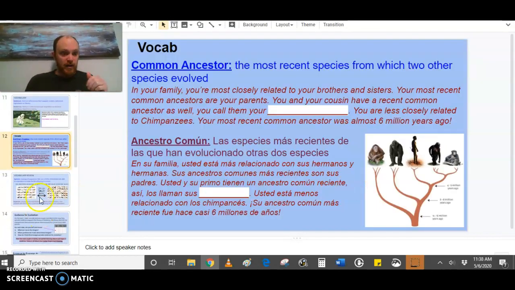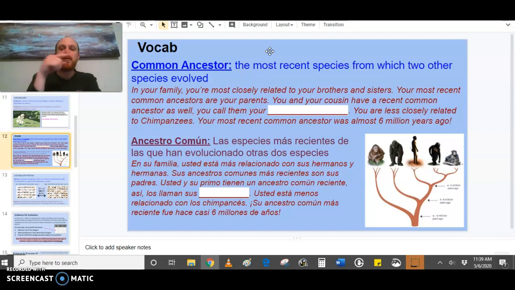Another important new vocabulary word is common ancestor, which is the most recent species from which two other species evolved. I like to think about this like your family. You are most closely related to your siblings, your brothers and sisters. Your most recent common ancestors with your brother and sister are your parents. You go, hey, how are we related? Oh, we have the same mom. There you go.